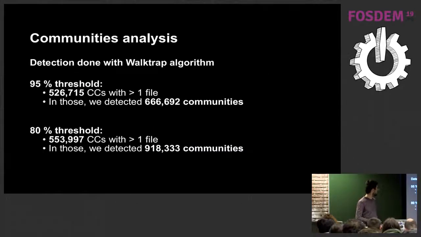Then I applied the community detection with the Walktrap algorithm. As you can see, if looking purely at the connected components with over one file, the amount of connected components was about the same. However, when doing the community detection, we can see that there was a huge increase, about 50% in the number of communities detected when going from the 95% threshold to the 80%.